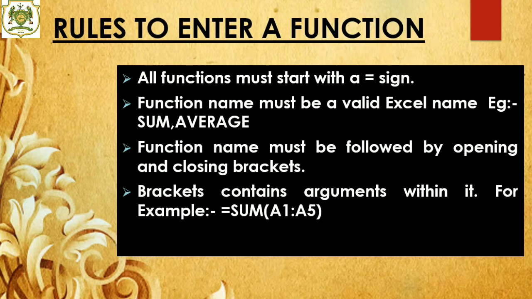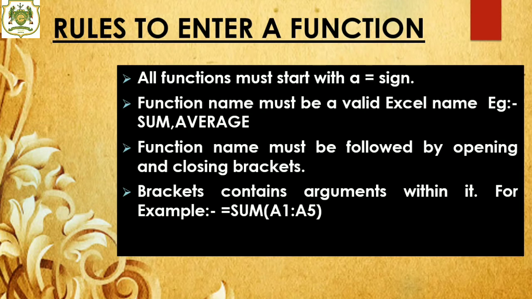Now next, let's see what are the rules to enter a function. There are certain rules to be observed while using the functions. First of all, the functions must start with the equals to sign. That means whenever you are going to enter the function name in the Excel sheet or the cell, it should have the equals to sign at the very beginning. Secondly, the function name must be a valid Excel name. Example: sum, average, count, like this. That means it should have a proper Excel name.